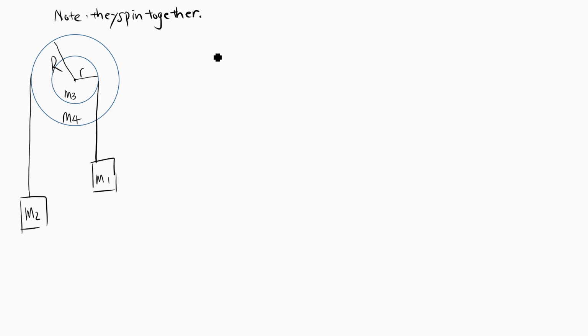It has two components. The small component has a mass of m3 and a smaller radius, r. The bigger component has a bigger radius, R, and a mass of m4. Now you have the two masses attached to the double pulley like this.